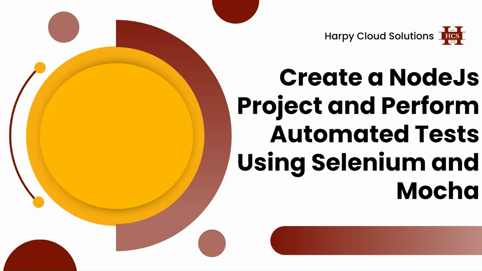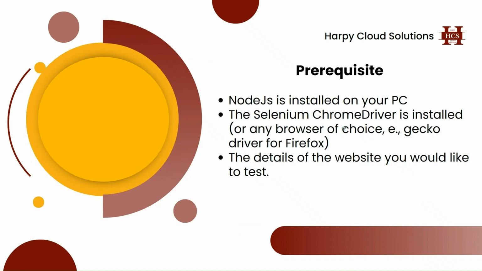Today we'll be looking at creating a Node.js project and we'll perform an automated test using Selenium and Mocha. A little prerequisite is that you have to have Node.js installed on your PC. You have to have the Selenium Chrome driver, or whatever browser driver you're using, whether it's a Gecko driver or whatever browser of choice, installed on your system. You also have to have the details of the website that you want to use for this test.